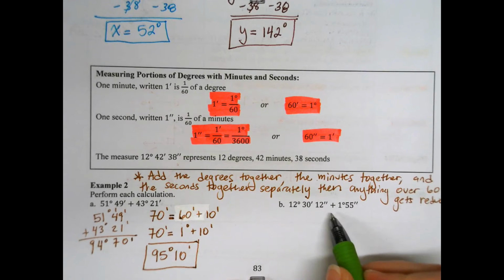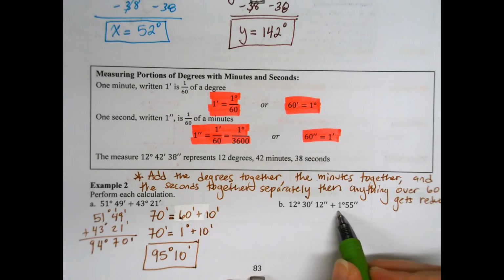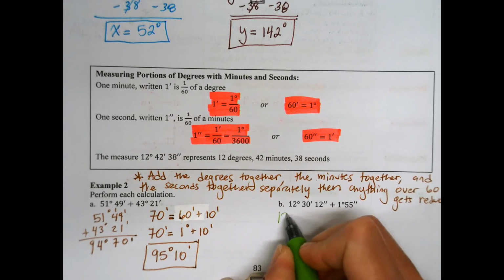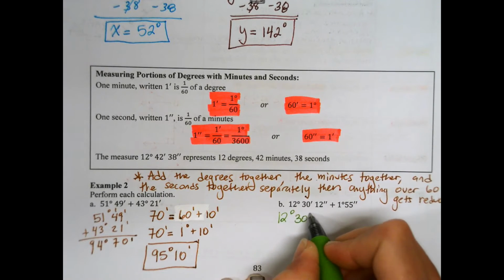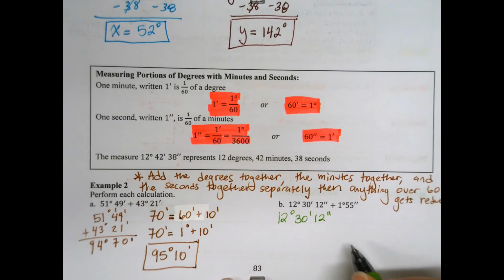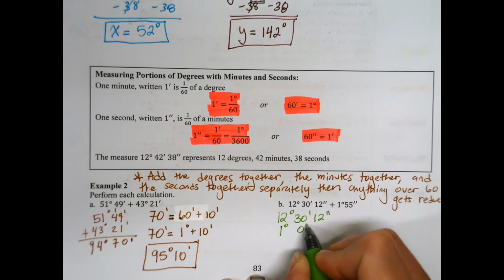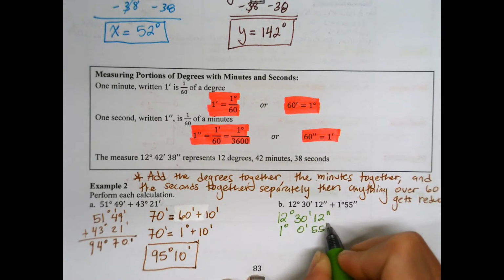Here we are missing minutes. It's 12 degrees, 30 minutes, and 12 seconds being added to 1 degree, no minutes, and 55 seconds. You always have to write in the minutes if they are missing. We're going to write this as 1 degree, 0 minutes, and 55 seconds.